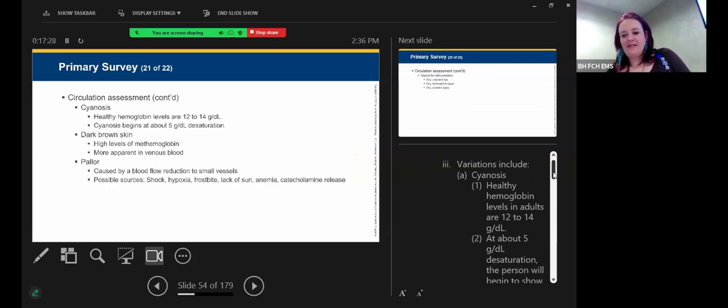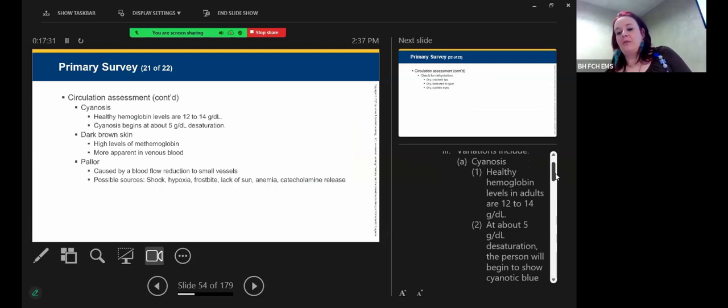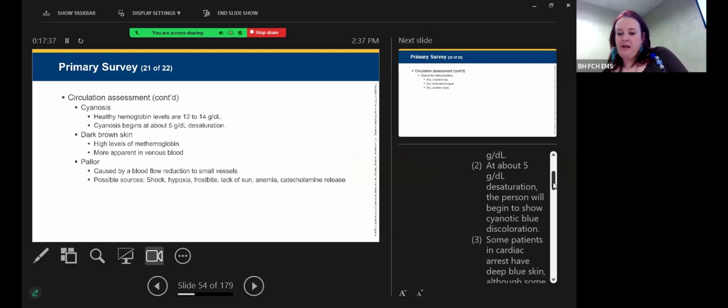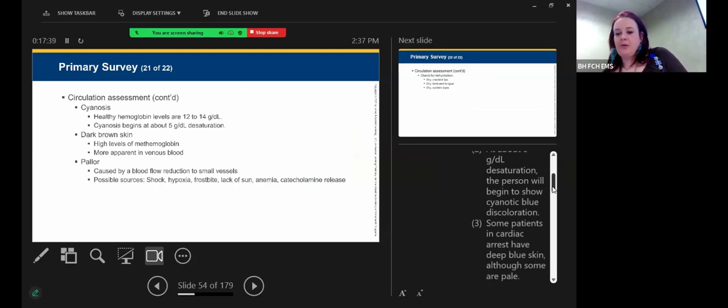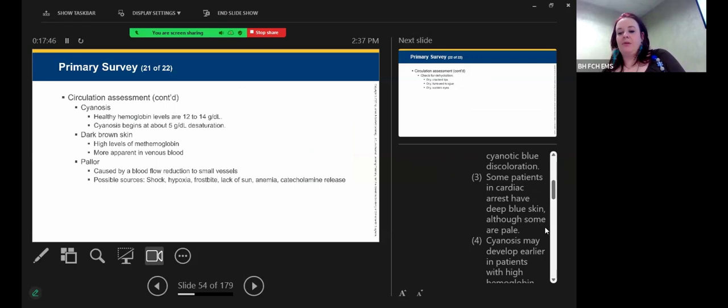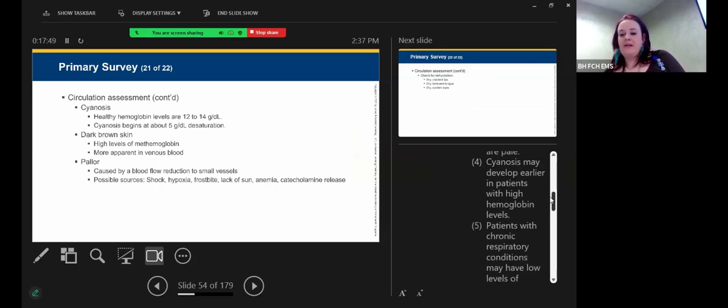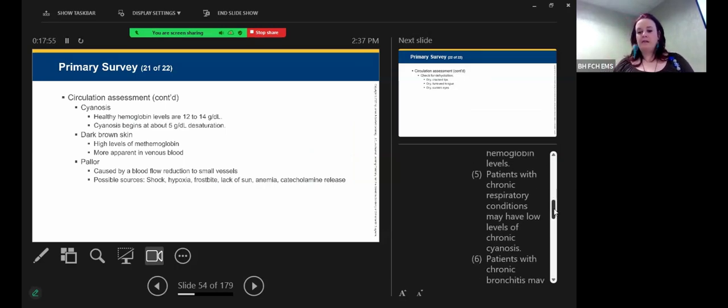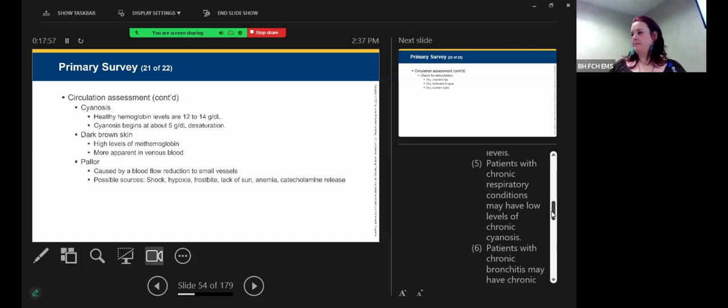Variations include cyanosis. A healthy hemoglobin level in adults is 12 to 14. At about a 5 gram per deciliter desaturation, a person will begin to show blue cyanotic discoloration. Some patients in cardiac arrest have deep blue skin, although some are pale. Cyanosis may develop earlier in patients with high hemoglobin levels. So why would they have a high hemoglobin level? We'll come back to that.